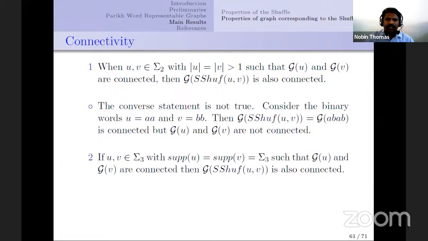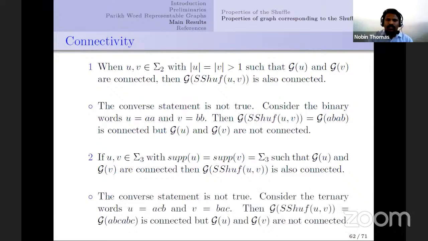Now we extend this theorem to ordered alphabet over sigma 3. Suppose u and v are ternary ordered alphabet words and the support of u equals the support of v equals sigma 3, such that G(u) and G(v) are connected. Then its shuffle is also connected. Here also the converse is not true. For example, consider u equal to ACB and v equal to BAC. Then its shuffle ABC is connected, but G(u) and G(v) are not connected.